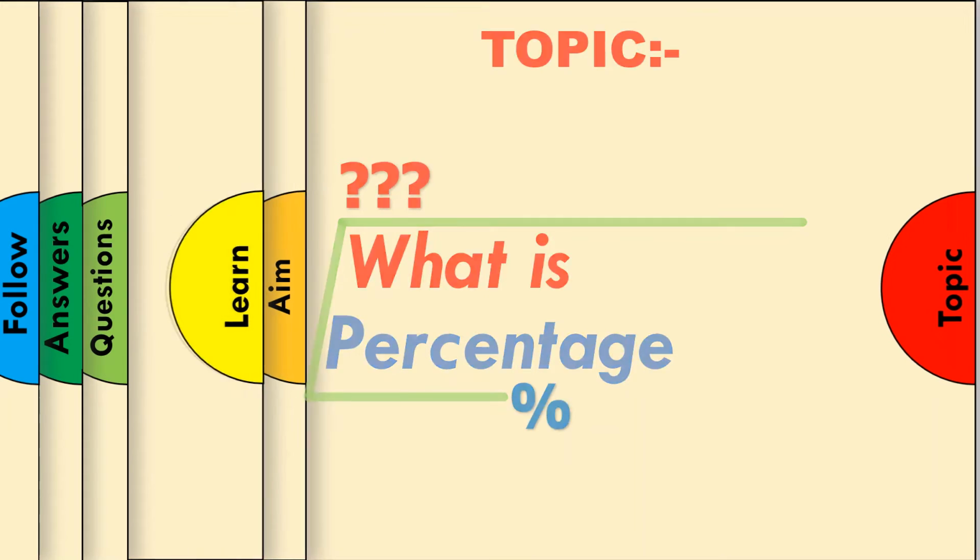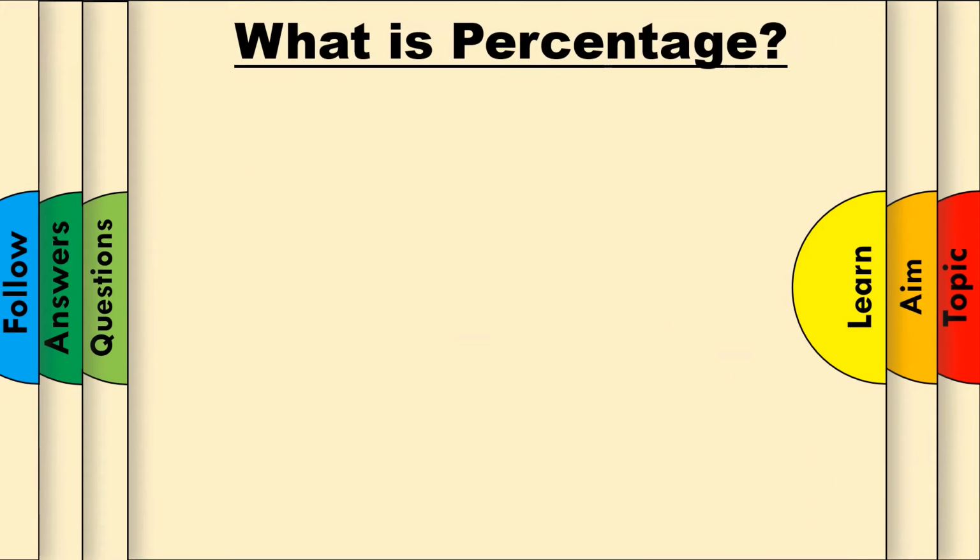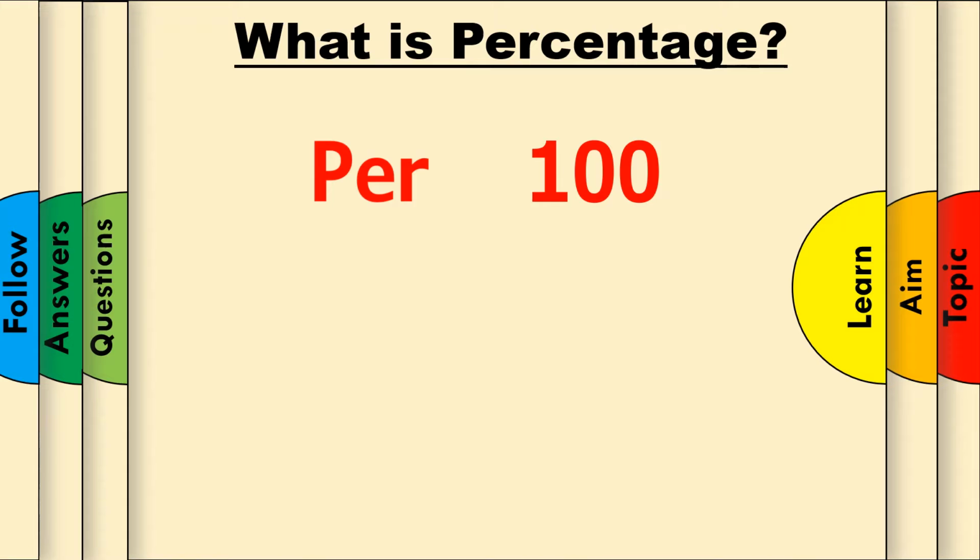First of all, what is percentage? Well, here's the root word, percent. Let's split this in half, per and cent. Cent simply means 100, so percentage is per 100. If we're writing an amount as a percentage, we're writing it as a number out of 100.